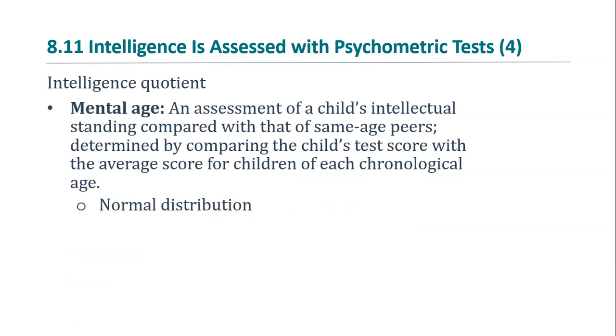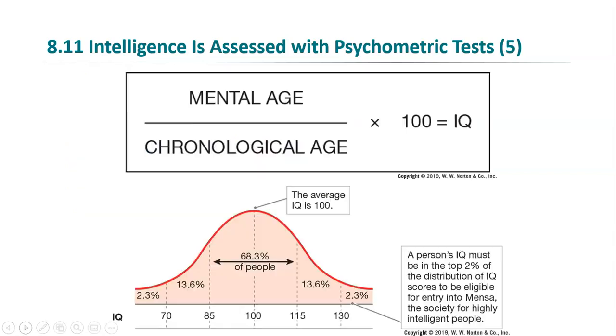Because adults don't gain more and more information universally across time as they get older, as I mentioned before, the idea of mental age as a basis for IQ doesn't work past a certain age.